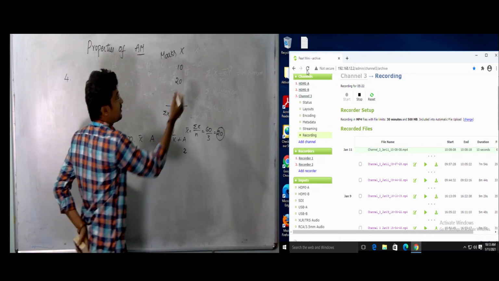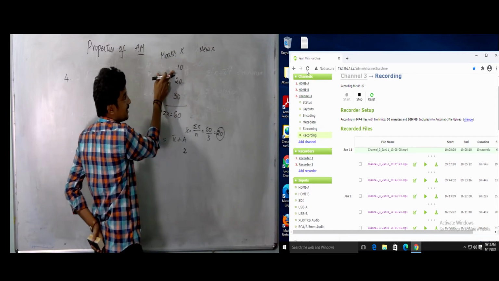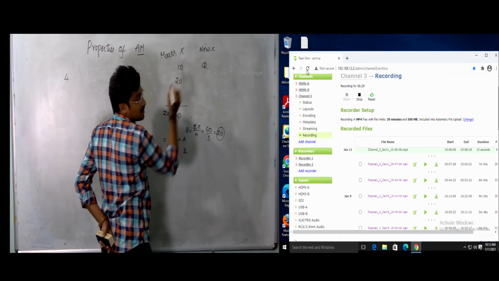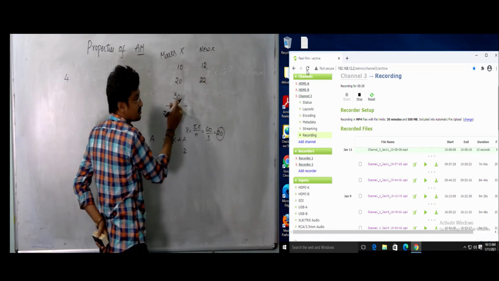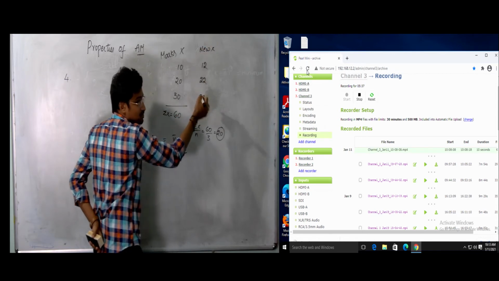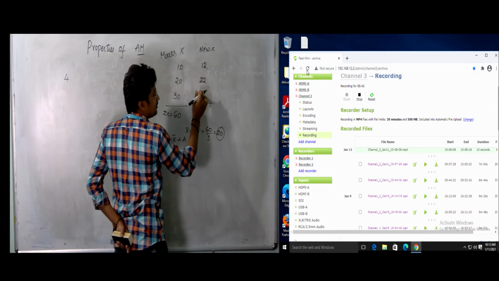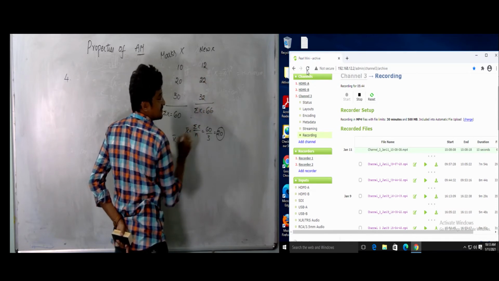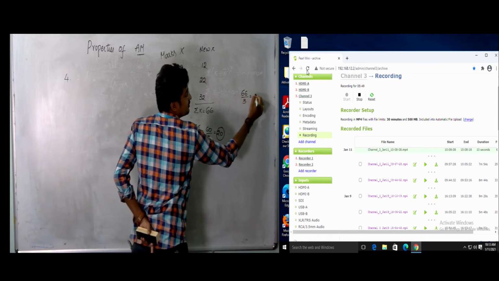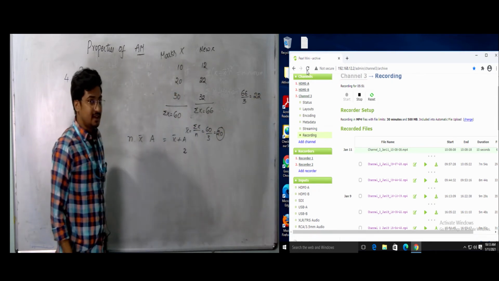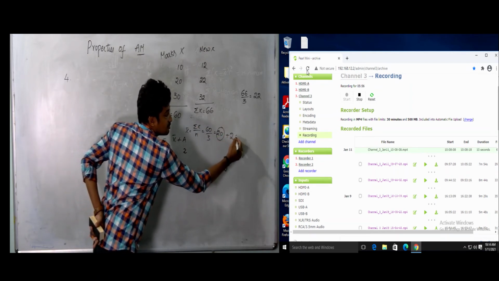For example, this is the original data, each increased by 2. 10 plus 2 is 12, 20 plus 2 is 22, 30 plus 2 is 32. This is the new data. Summation x is 66, and the mean is 66 by 3, which is 22. This is the new mean. So the original mean is 20, and 20 plus 2 is 22.